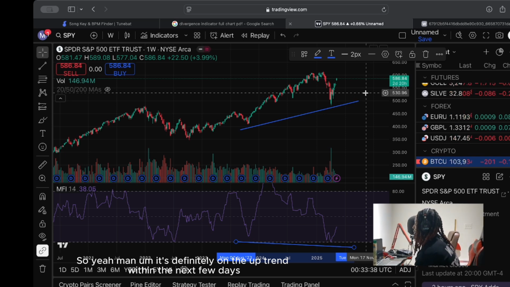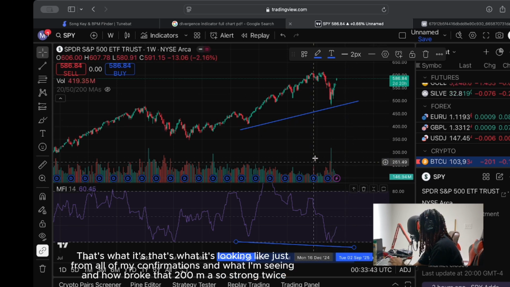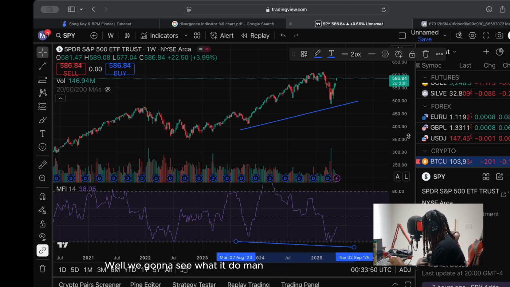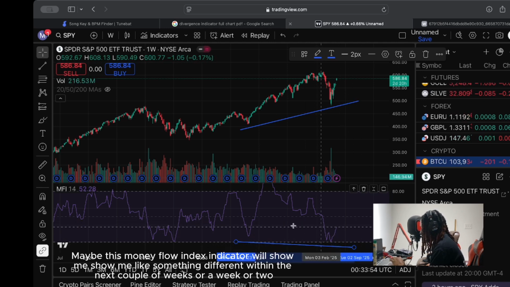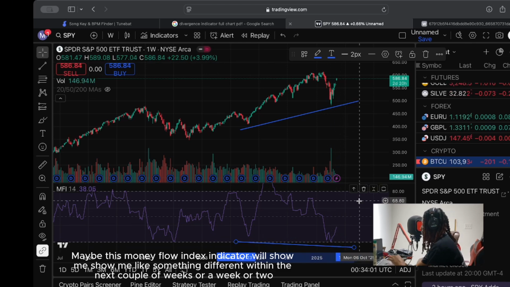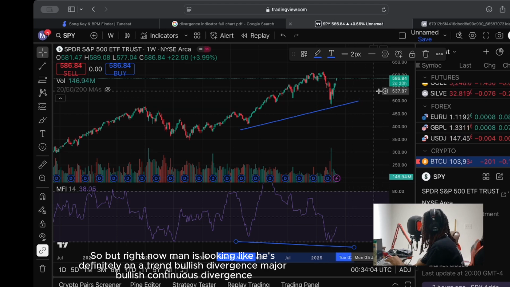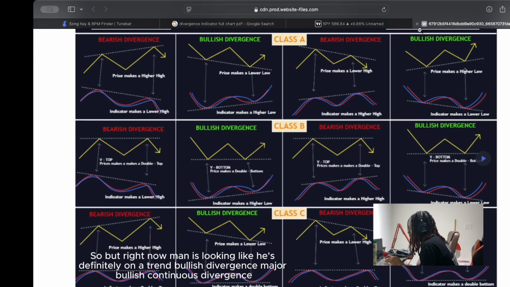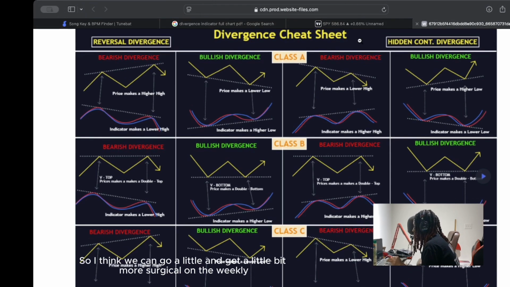It's definitely on the uptrend within the next few days. That's what it's looking like, just from all of my confirmations and what I'm seeing, and how it broke that 200 MA so strong twice. Well, we're gonna see what it does. Maybe this money flow index indicator will show me something different within the next week or two. But right now, it's definitely on the uptrend. Bullish divergence, major bullish continuous divergence.